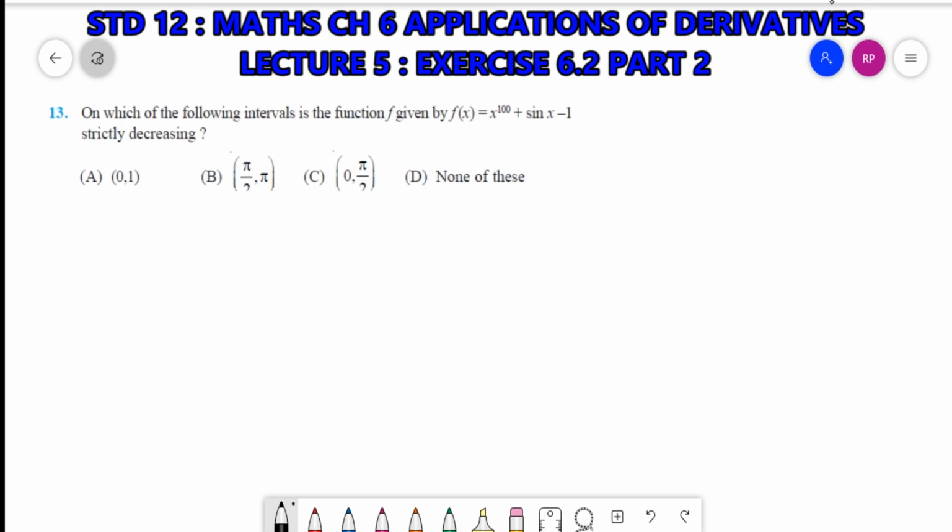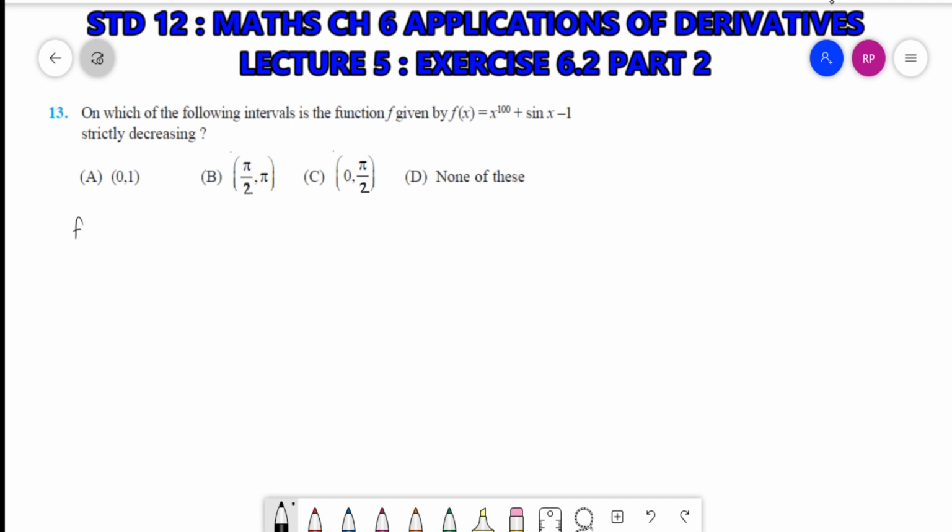Question number 13. On which of the following intervals is the function f given by f(x) = x^100 + sin x - 1 strictly decreasing? Option A: (0, 1), option B: (pi/2, pi), option C: (0, pi/2), and D: none of these. Okay, let's start.